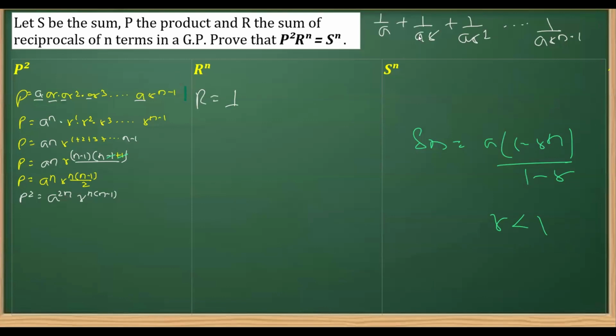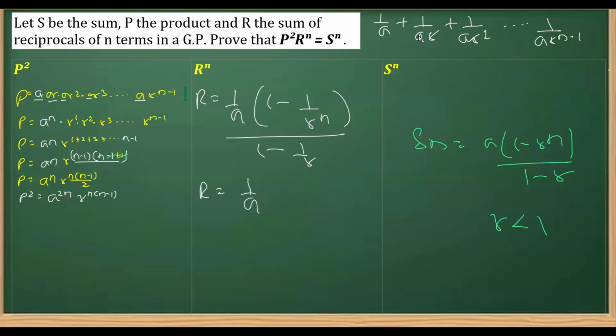So I wrote 1 by a bracket 1 minus r, which is 1 by r. So you can divide this by this. You'll find here the common ratio is 1 by r. So 1 by r raised to the power n, right, because of this n, and that whole divided by 1 minus r. Well, r is what? 1 by r. Now we can simplify it further.